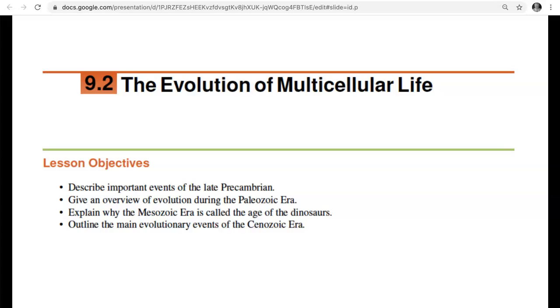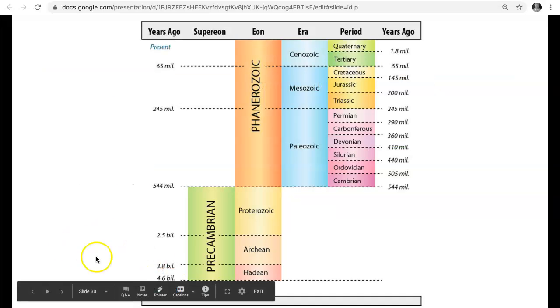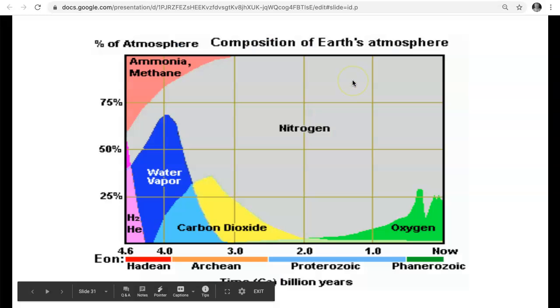In section 9.2, your text is going to talk about the evolution of multicellular life. And this is now all the life after the Cambrian Explosion. Remember, after this, life changes dramatically on our planet.